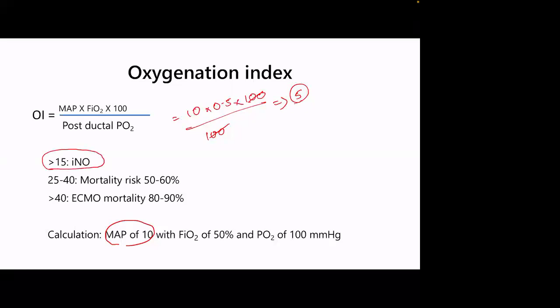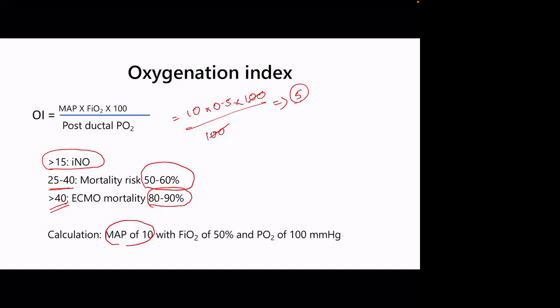If it is going above 15, that is the time for iNO in case of PPHN. And if it goes to 20 to 40, the mortality risk is around 50 to 60%. And if it goes beyond 40, the mortality risk is 80 to 90%, and it is the time to consider ECMO if indicated.